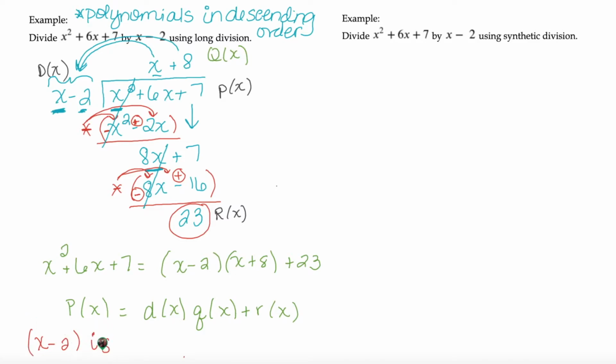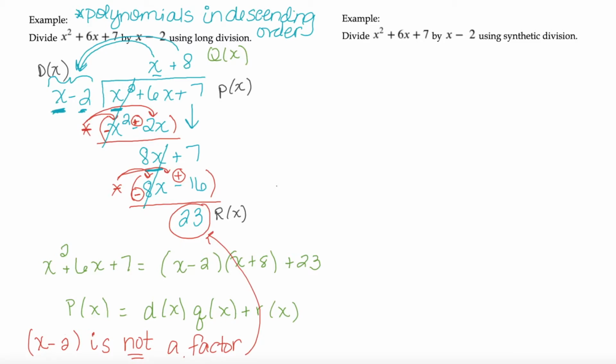is not a factor because it has a remainder of 23. If it had a remainder of 0, it would be. Now let's take a look at how we can divide the same polynomial, but let's use synthetic division so that it can go much more quickly.